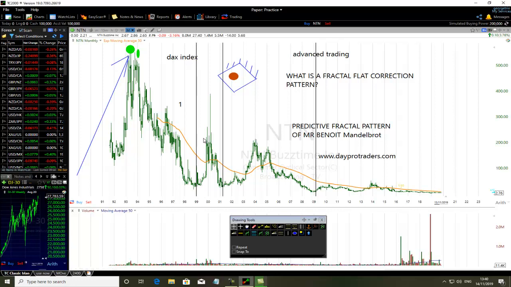This move up is corrected by one, two, then one, two, three, four, five. Normally we should see a distinctive one, two, three down by just one move down, one move up with no shadow on top, and then one, two, three, four, five. That's your second predictive fractal flat correction pattern right there.